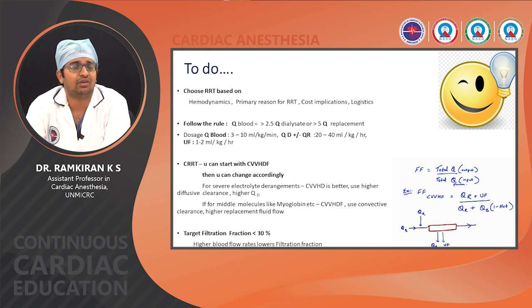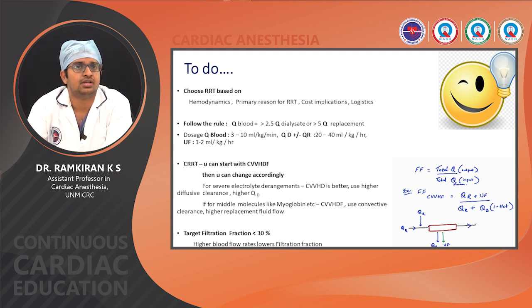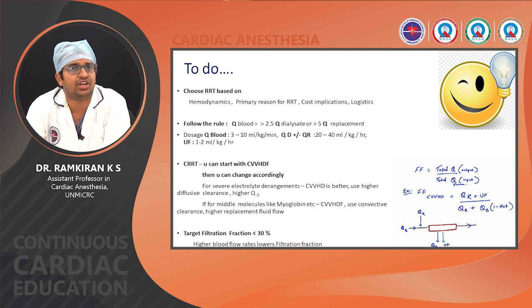So for CRRT, whenever you are starting in the ICU, go with a high filter which can do all the things. For example, you take up CVVHDF first, and then you can change according to the patient dynamics. Say, for example, if the patient has severe electrolyte derangement, these are smaller molecules, and they are better cleared by hemodialysis, so CVVHD is better. So you use higher diffusive clearance, so higher QD.